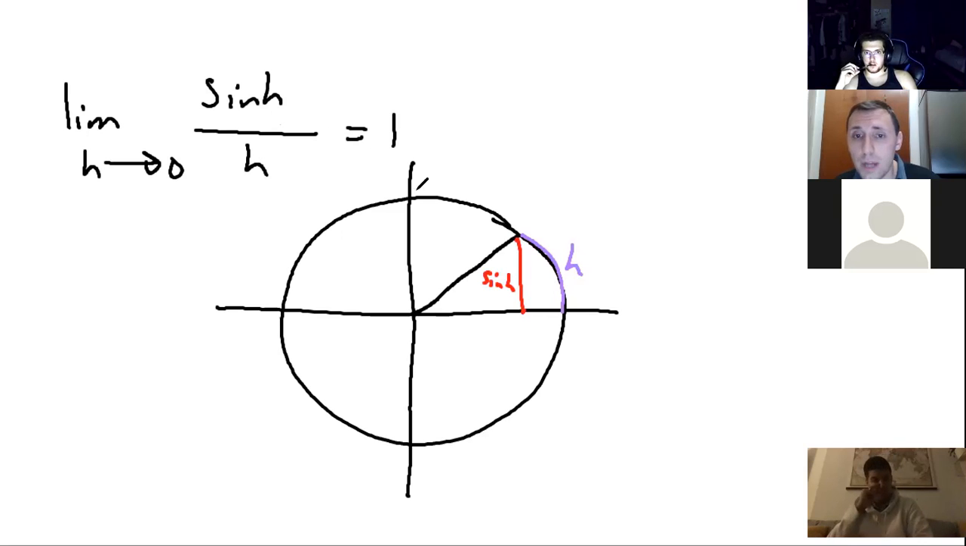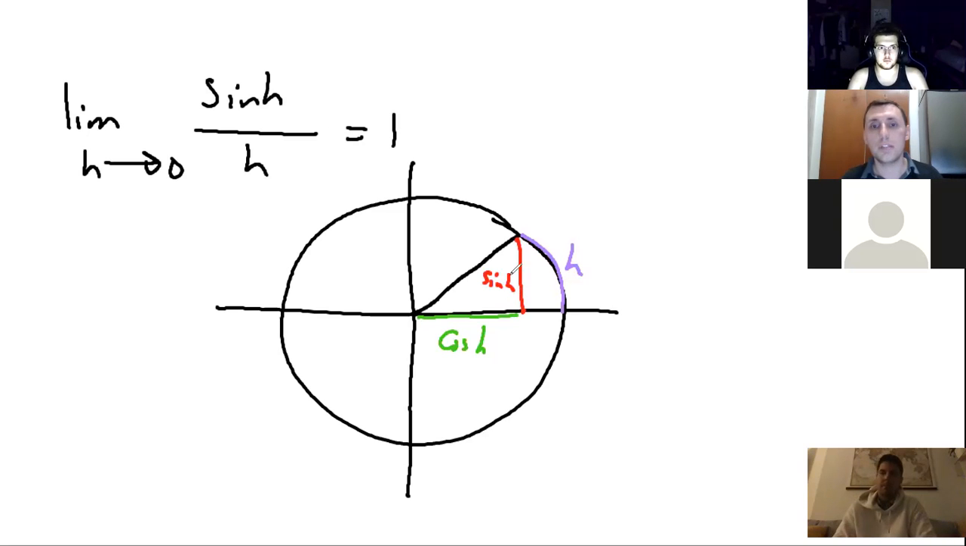Okay, now why is this 1? I will show you an animation to remind you. Now this here is cosine h. The horizontal leg of the triangle is always cosine h, and the vertical leg is sine h, measured in radian units. So sine h means measure the vertical leg, and cosine means measure the horizontal leg. The claim that sine h over h is 1 is the same as saying that numerator and denominator are essentially the same. Make sense?